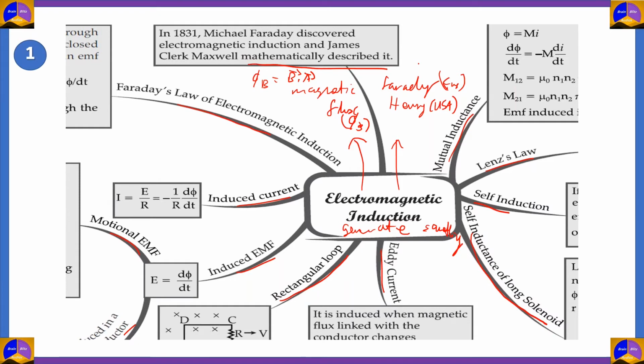And the unit of this quantity is the Weber. When it comes to magnetic flux, it is 0 when the area is 90 degrees with the magnetic field, and it is maximum when the area is 0 degrees with the magnetic field.